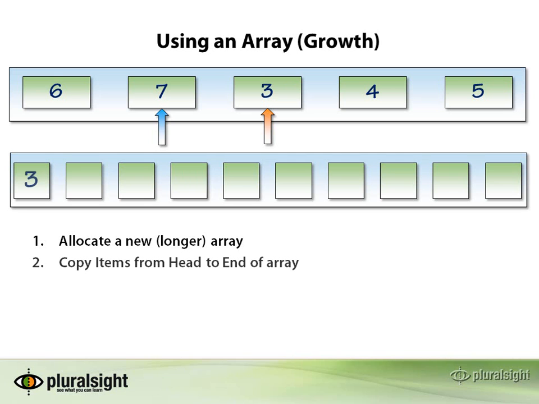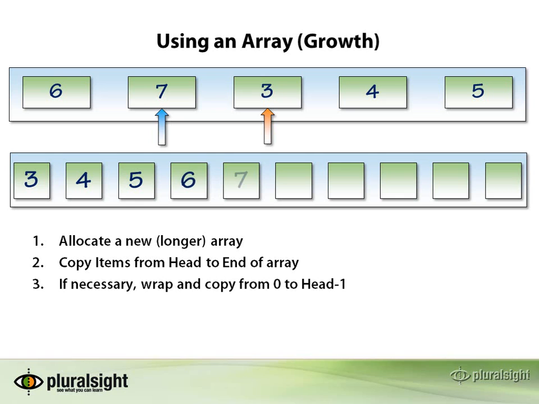Next, we'll need to copy the items from the head pointer of the queue to the end of the existing array. Now this copies items 3, 4, and 5. Notice I said the head pointer of the queue to the end of the array. Now unless the head pointer was at index 0, we haven't yet copied everything. So now we need to copy everything from index 0 of the array up to the head pointer -1. It's the head -1 because we already copied the head value.